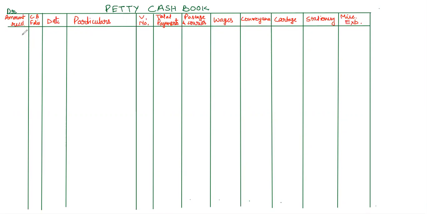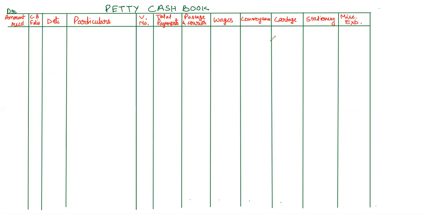So in the debit side, there will be one column of amount received. After that, cash book folio. Then there will be a column of date and after that particulars. In this particular column, we will write all the description. Then there will be a column of voucher number and one column of total payments, and then detail of payments like postage and couriers, wages, conveyance, cartage, stationery, and miscellaneous expenses.